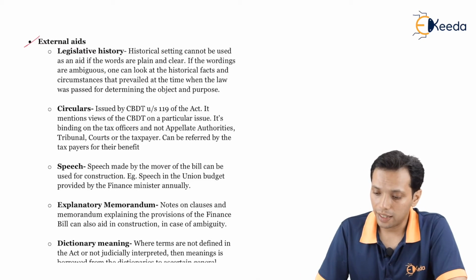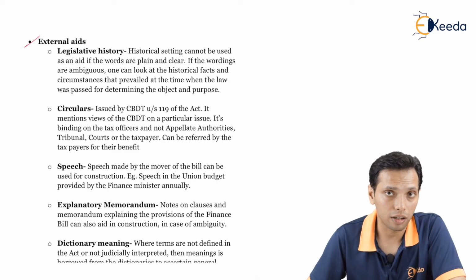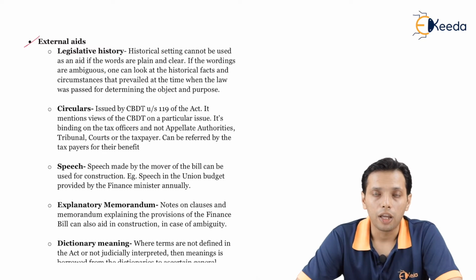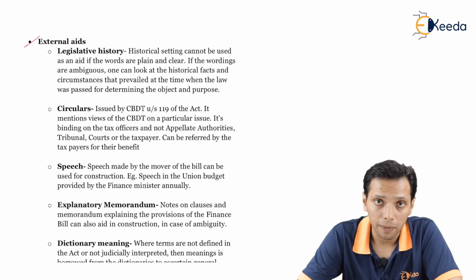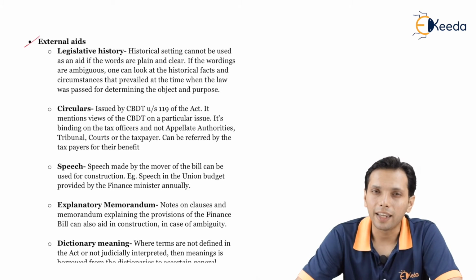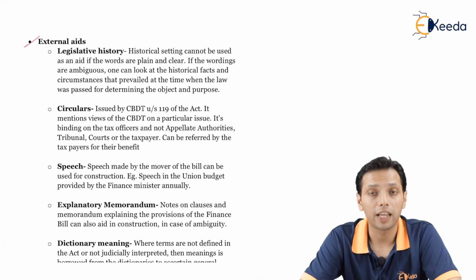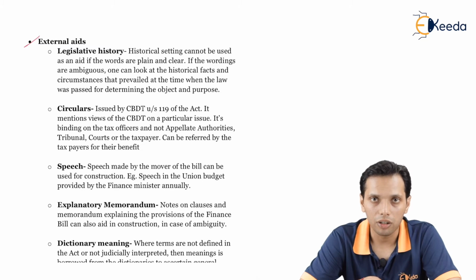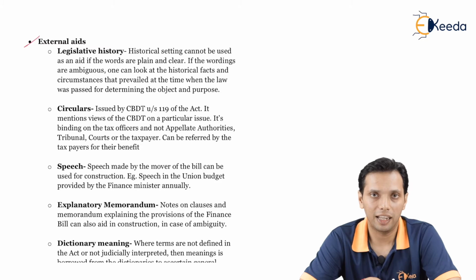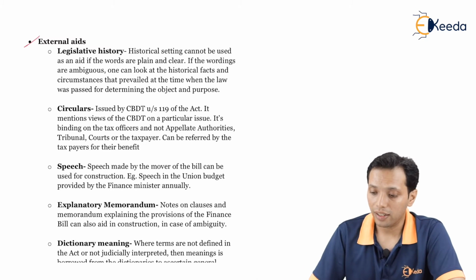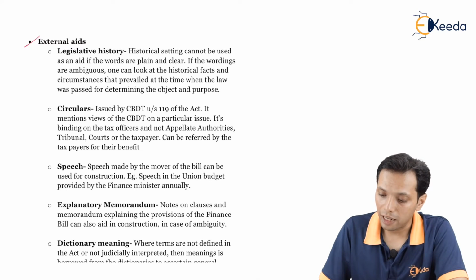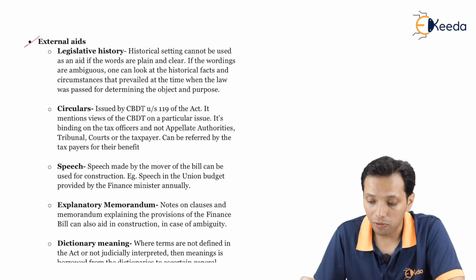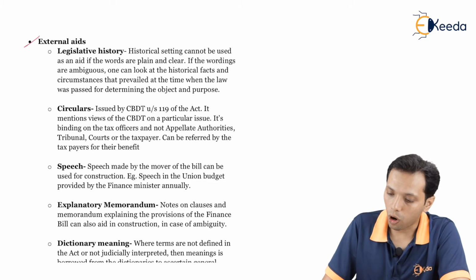Historical setting cannot be used as an aid if the words are plain and clear. If you have read the provisions and are clear there, then as per the rule of literal interpretation you would have determined the intent of the legislation and the matter ends. But since you are not able to determine the intent as per the rules and internal aids to interpretation we have discussed, you come here to determine the intent of the legislation with the help of external aid. If the words are ambiguous, one can look at the historical facts and circumstances that prevailed at the time when the law was passed for determining the object and the purpose.